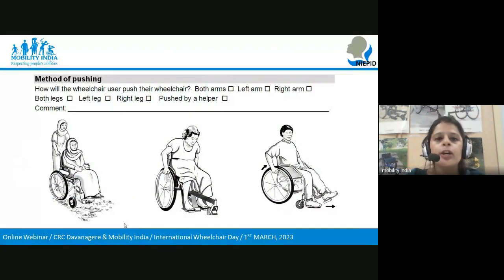Know the method of pushing: whether the user is able to use both hands to push, or only one hand, right or left, or whether it is not possible and the user needs to be pushed by another person. There are also users who use the foot for propelling, who have hand function difficulties. This will help you in selecting the components, and especially in teaching the transfer techniques.